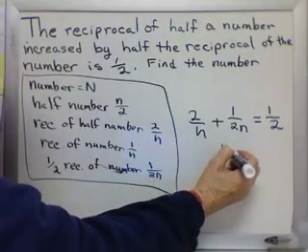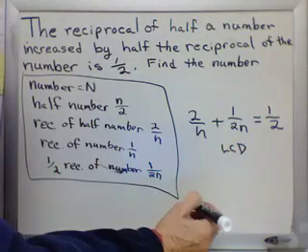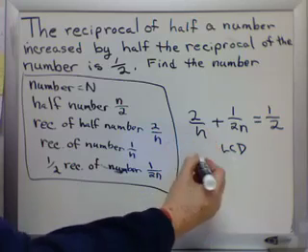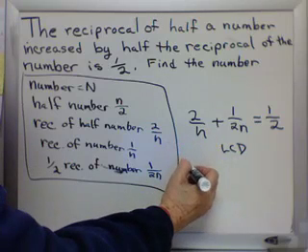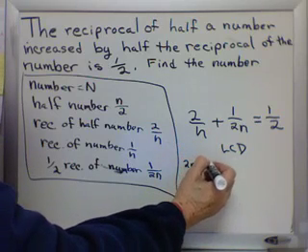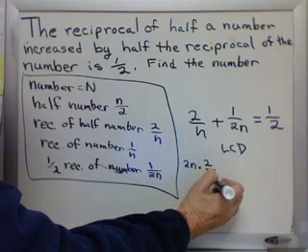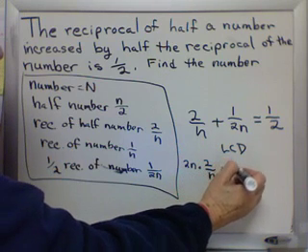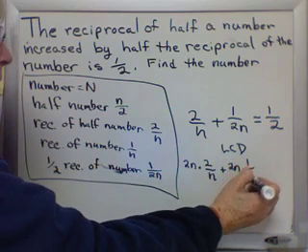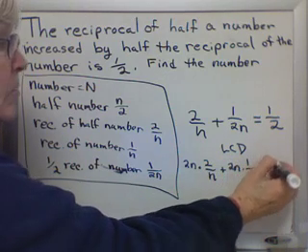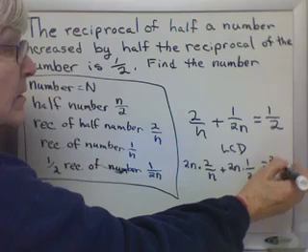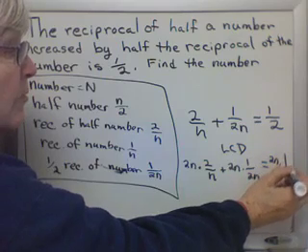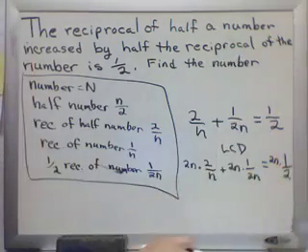First thing to do is figure out what is the LCD, right? You know that. That would be 2n. So multiply 2n times each part of the problem. 2n times 2 over n, plus 2n times 1 over 2n equals 2n times 1/2. Whatever I do on one side of the equation, I do on the other side.